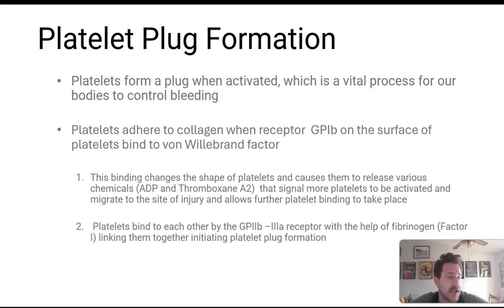So we talked about how platelets bind to von Willebrand factor through the glycoprotein 1b receptor. Where they bind each other is a different receptor. This receptor is the glycoprotein receptor 2b3a. Fibrinogen, which is also known as factor 1, is what links the platelets together and allows this binding of the glycoprotein 2b3a receptor to occur. And this is our platelet plug.